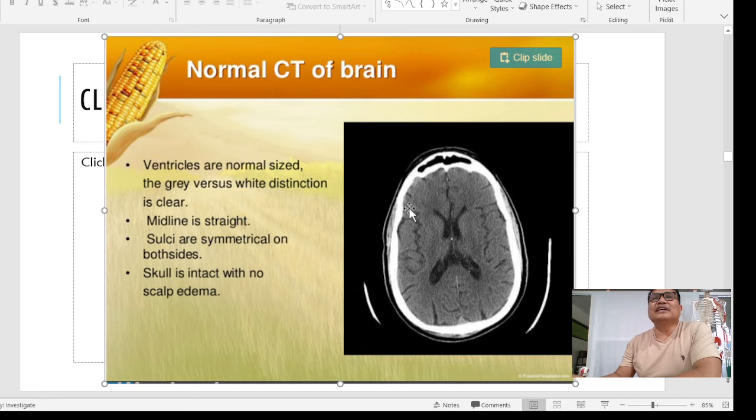Sulci are symmetrical. When you look for the sulci, those are the line-like depressions, because the raised part is the gyrus. The skull is intact. This white one is the skull, with no interruptions, and no scalp edema. The scalp edema would be in between here.